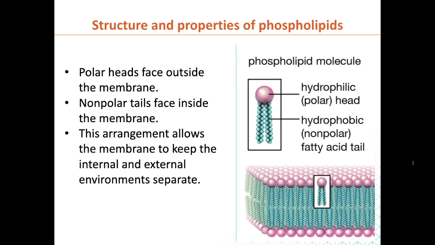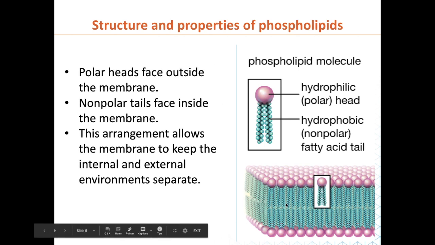So let's talk a little bit about how these phospholipids are arranged inside the membrane. We said the head is hydrophilic, which means it loves water. The tails are hydrophobic, which means that they hate water. The tails are forever going to be trying to avoid water. In doing so, they form a bilayer. A bilayer basically means that the membrane is made up of two separate layers of phospholipids.